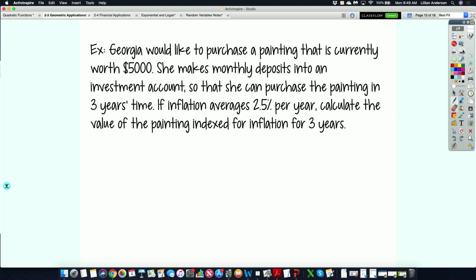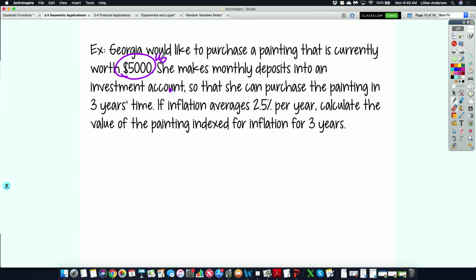Where that $5,000 represents what? U sub 0, because currently is initially. It's the initial amount. This is how much the painting is worth the day she walks into that gallery and is like, oh my goodness, I want to buy this painting. Okay? So that represents U sub 0.